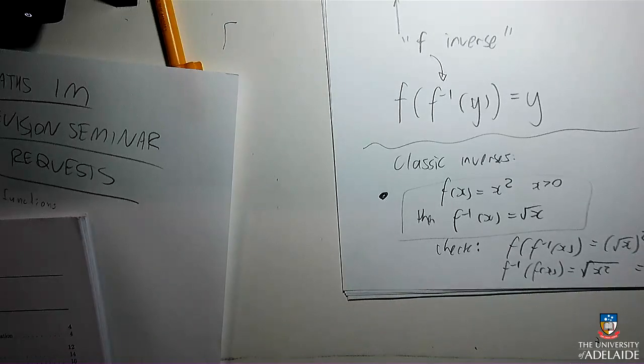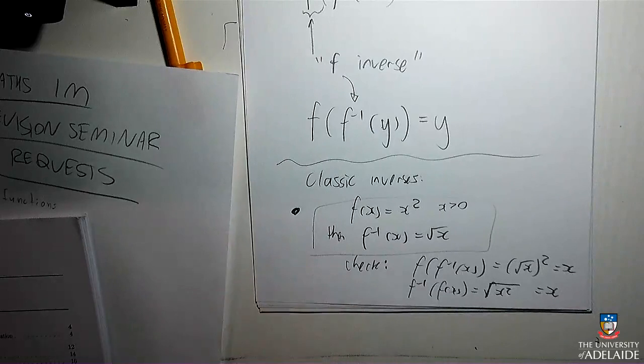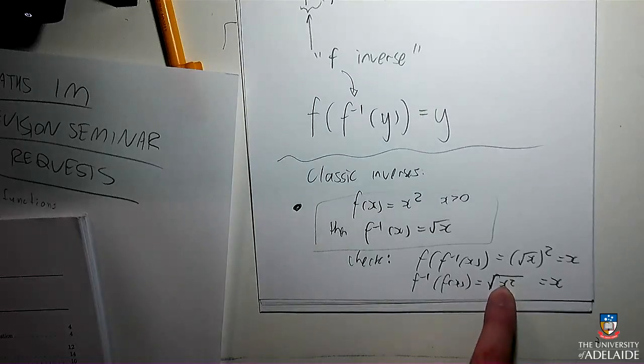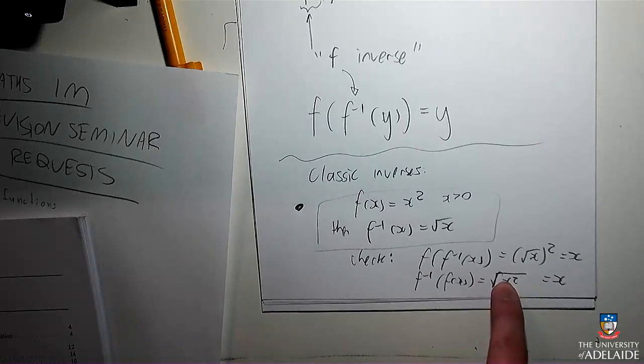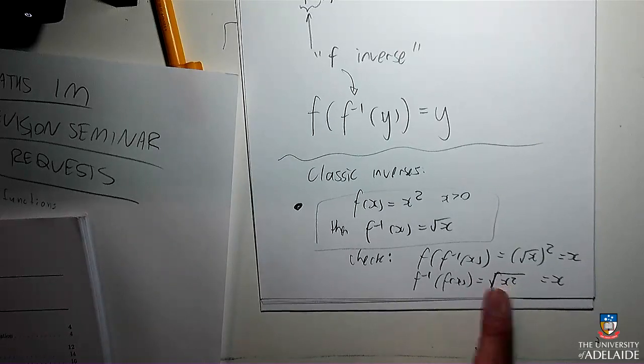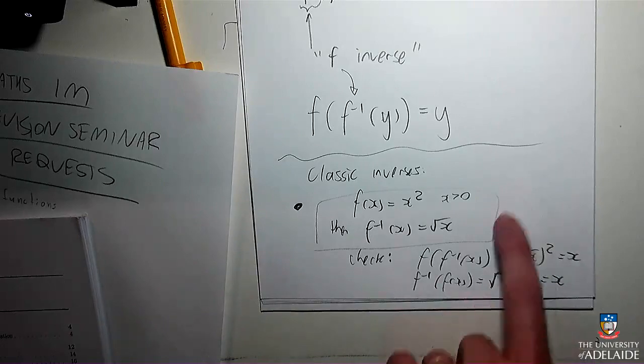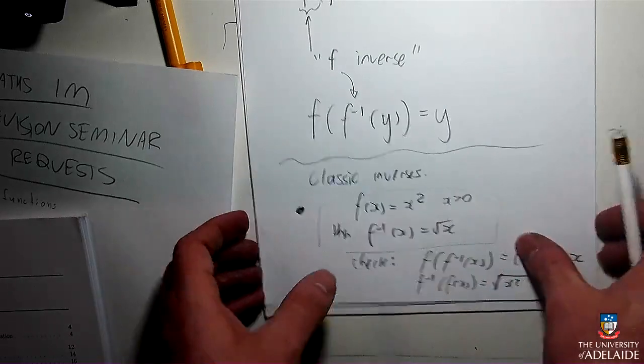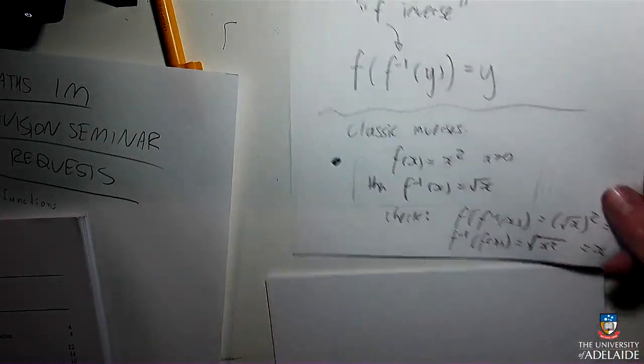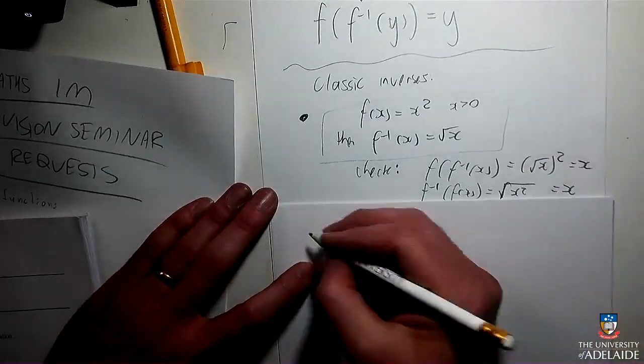If x was negative, the square root of x squared wouldn't be x. It would be minus x. So, yeah, if x was negative, if you had like minus 3 for that x, you'd square it, you'd get 9. You'd square root it, and you'd get 3, which is not minus 3. So, yeah, that's why this one needs this rule here. So, yep, that's your classic inverse.